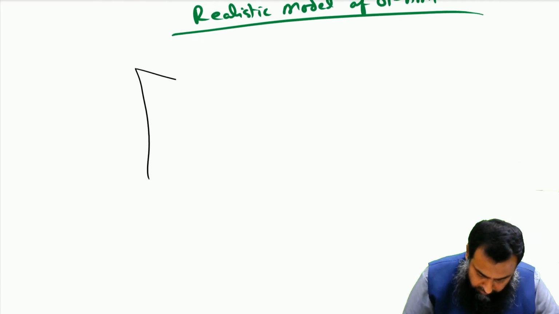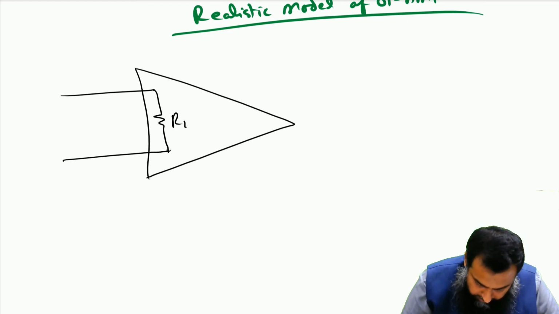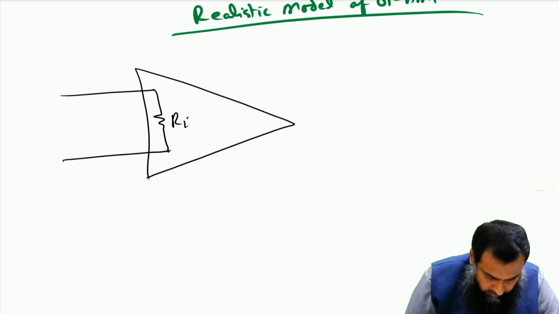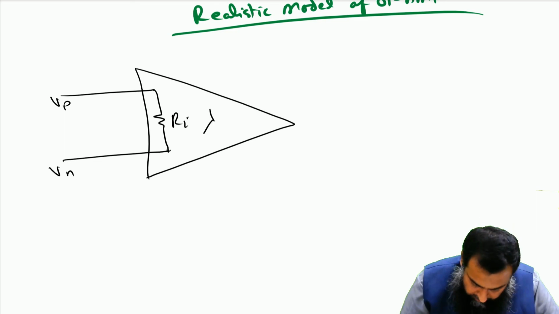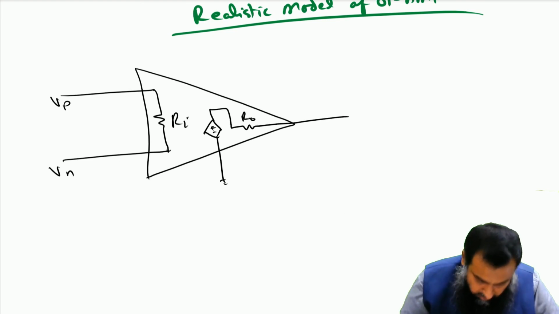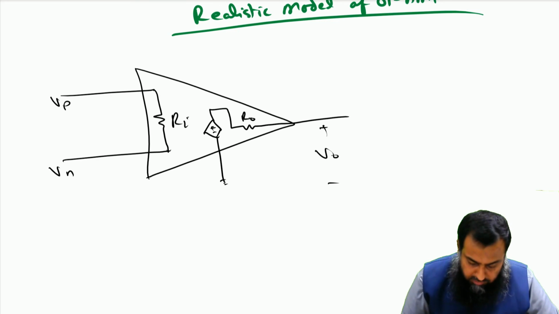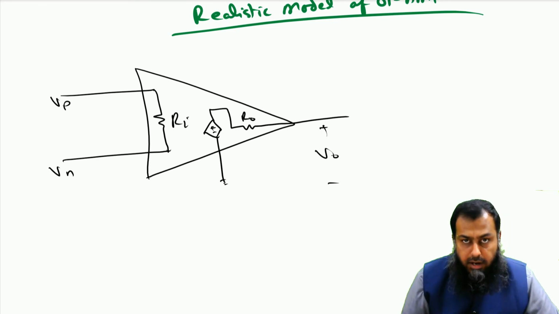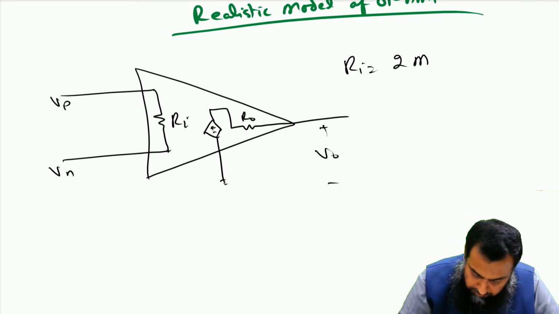So with this realistic model op amp, we have the following circuit. Let us say this is our input, this is the Vp, here we have this Vn, and this is R naught. So we have this V naught available here. Notice that with this finite value of Ri, even if this Ri is very high, for instance, let us say that Ri is equal to 2 mega ohm, right?